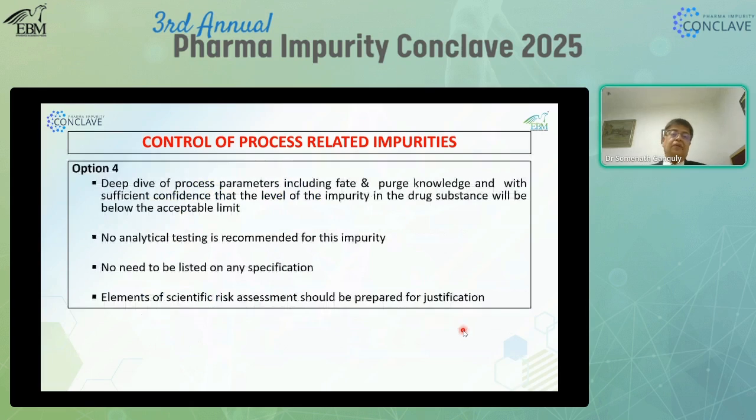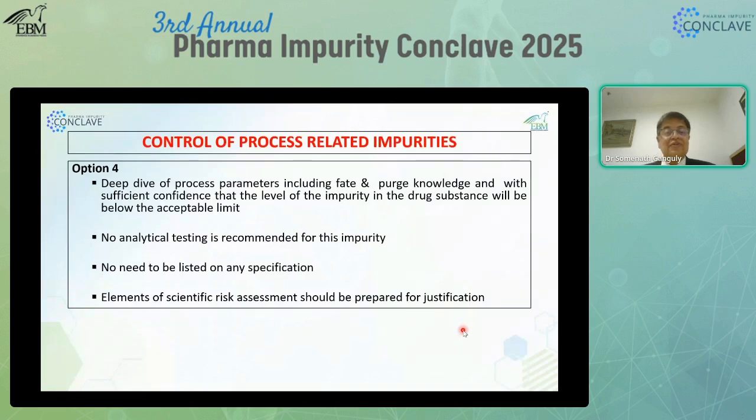Now option 4. For option 4, the guidance gives an option: you have to deep dive on the process parameters, including fate and purge knowledge, with sufficient confidence that the impurity in the drug substance will be below the acceptable limit. No analytical testing is recommended. There is no need to list or provide data in any specification, but elements of a scientific risk assessment should be prepared for justification. So this is the guidance. If you give sufficient technical justification with all the development data, regular control is not required.